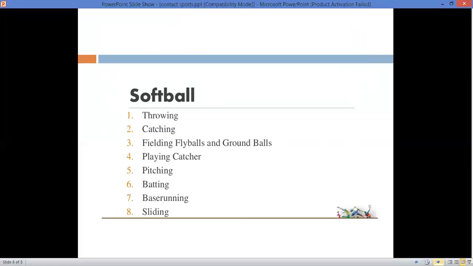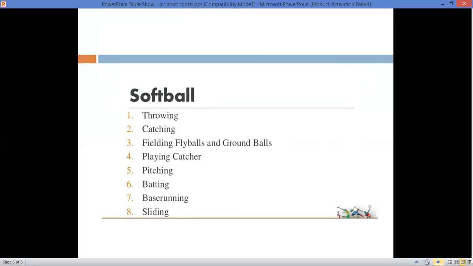Softball is just like baseball, but the bowling will be in the opposite way. Even in this, teammates must have a proper interaction between them. If there is no interaction between them, then they cannot play the game or they cannot win the game.